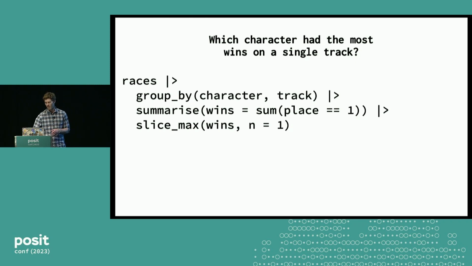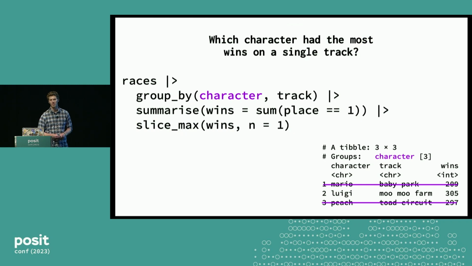The way you might get here is to say, well, I'm going to group by character and track. I'm going to compute the total number of wins. And then I'm going to slice out the top win row. If you were to actually run this code, though, there's a bug in here. I only wanted Luigi at Moo Moo Farm, yes, that is a real track, with 305 wins. That's the only one I wanted back, but I got multiple rows. I actually end up with one per character here.